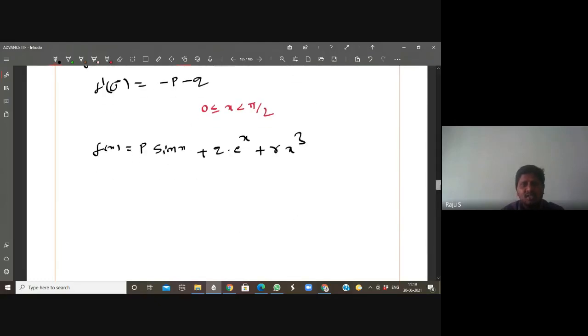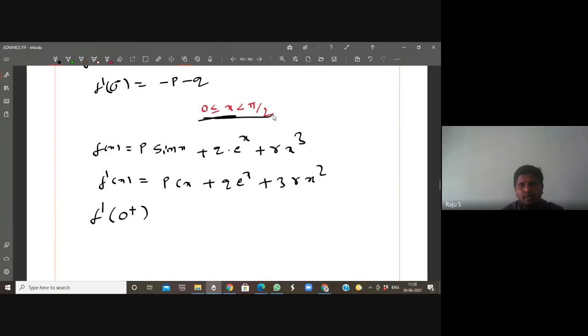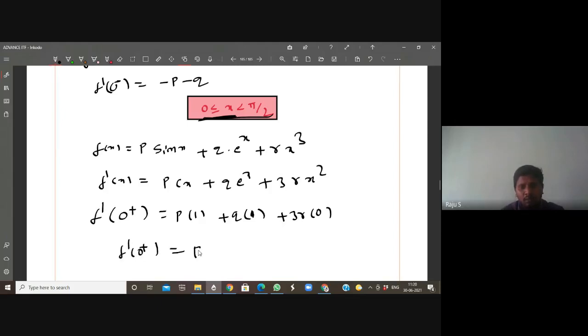Now again differentiate here. What is f dash of x? Again p cos x plus q e to the power of x plus 3r x square. Now f dash at x is equal to 0 plus, in this case it should give the right hand derivative. So p into cos 0 is 1, plus q times e power 0 is 1, plus 3r into 0 square. Nothing but the right hand derivative we got as p plus q.